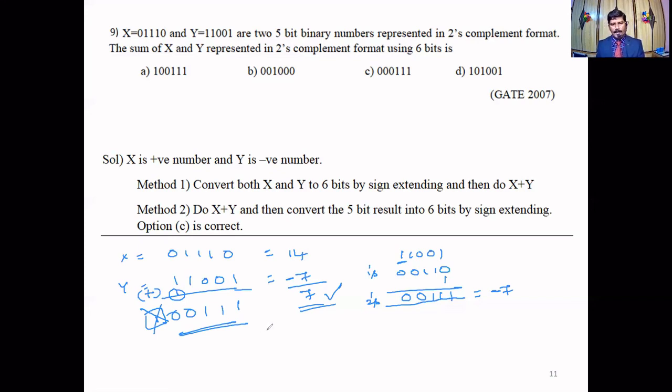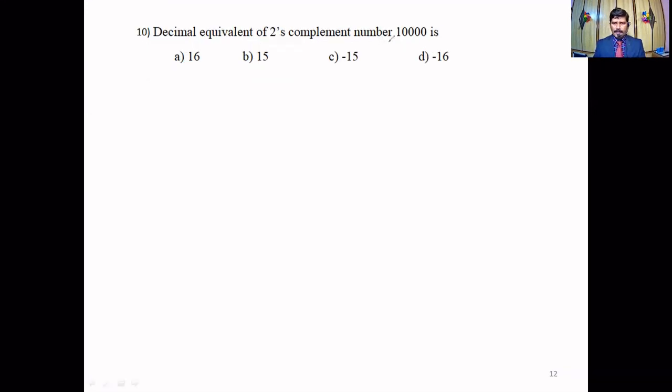Okay, and then this is 5 bits. Now by sign extending, the sign is 0, just extend it: 0 0 0 1 1 1. Okay, that is option C is correct. In method 2 also you can practice this.